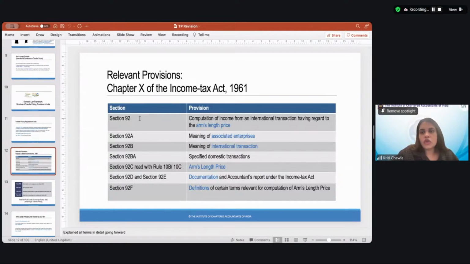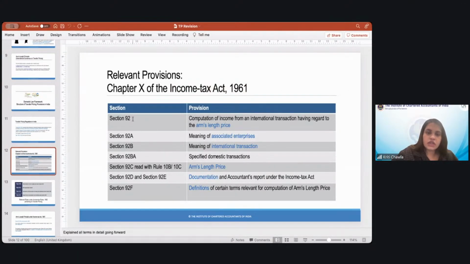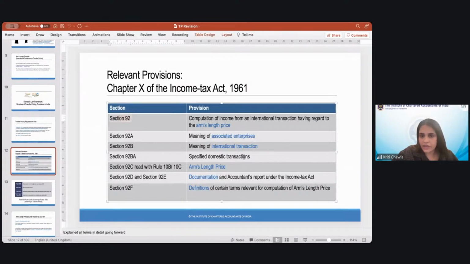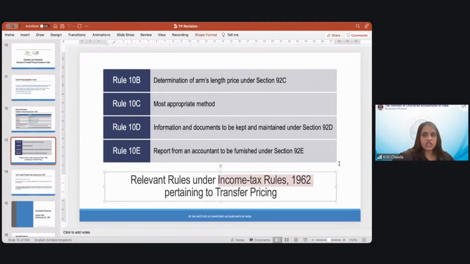Okay, so from a January 2026 perspective, it's going to be the Income Tax Act of 1961. So we will be concentrating on sections 92 to 92F, and I will be addressing all these sections today. Now, these are the rules accompanying the Income Tax Act of 1961, the relevant rules which pertain to transfer pricing.